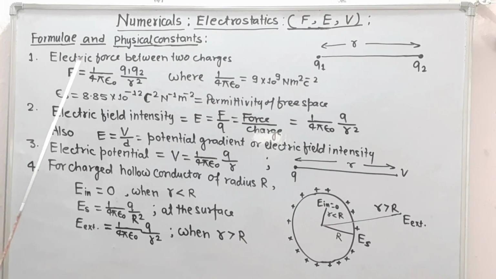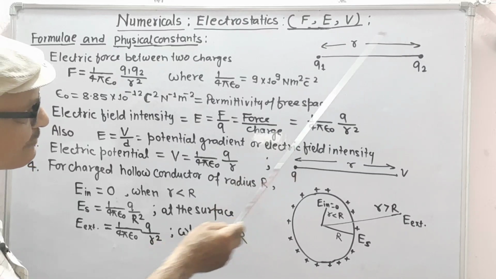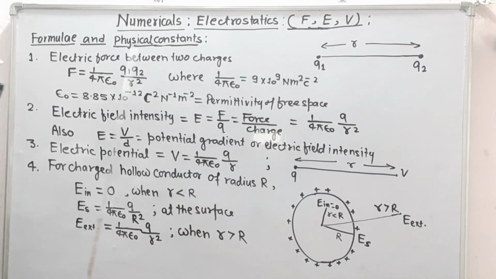First formula is electric force between two charges. Suppose these are two charges q1 and q2 separated by distance r in free space, then the electrostatic force of attraction or repulsion between these two charges is given by F is equal to 1 upon 4 pi epsilon naught into q1 into q2 upon r square, where 1 upon 4 pi epsilon naught has value 9 into 10 to power 9 Newton meter square per Coulomb square.